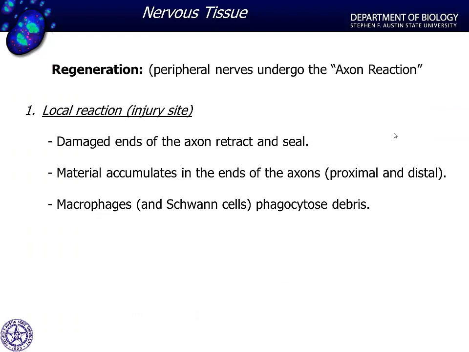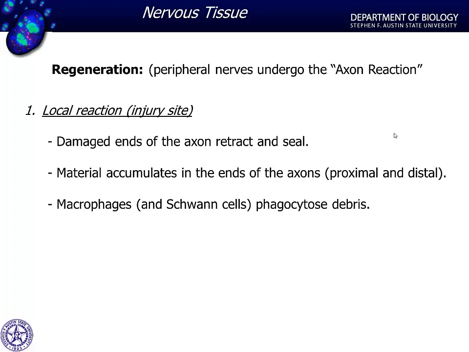Now, the last thing that I wanted to mention in our nervous system unit, this is the last part of our third and last podcast, is regeneration in peripheral nerves. This whole regeneration is called the axon reaction, but we can break it down into a couple of different stages and different places. So at first, when you have an injury to a peripheral nerve, we're going to call this the local reaction. This is actually at the injury site.